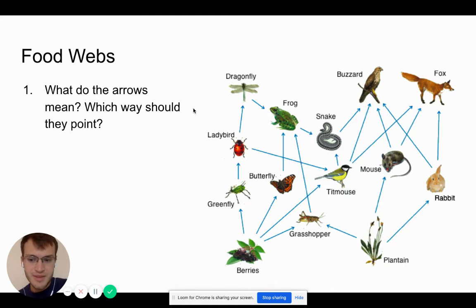So the arrows point from the prey to the predator. They always point from the prey to the predator. And that's because the arrow shows the transfer of energy. So remember, humans, when we eat a snack, all of the calories in that snack goes to our mouths. It goes to us. We get all that energy.